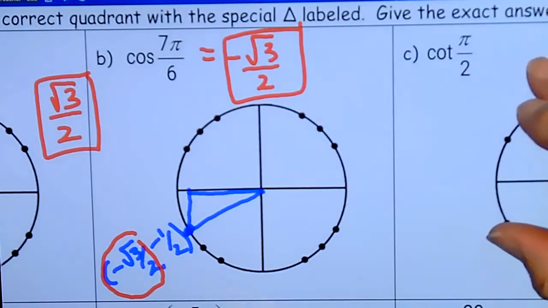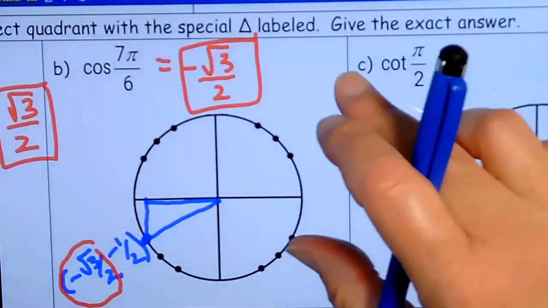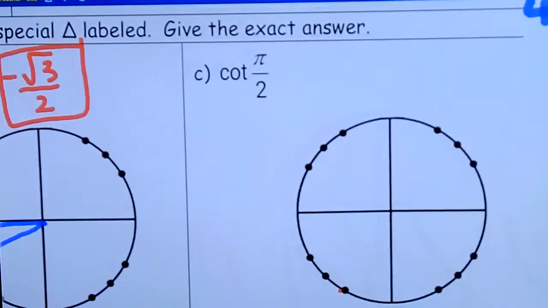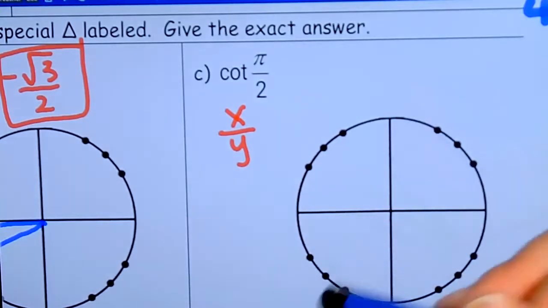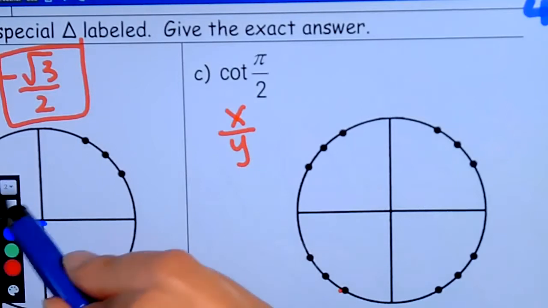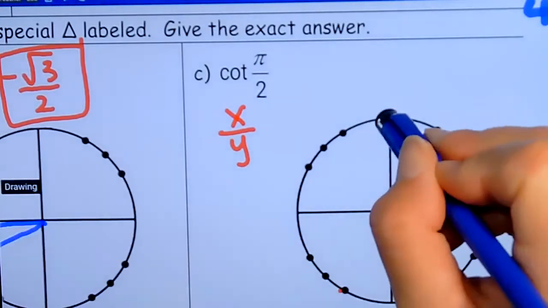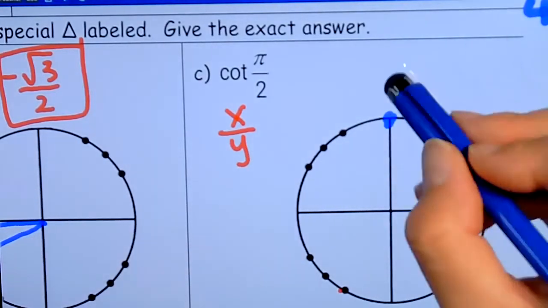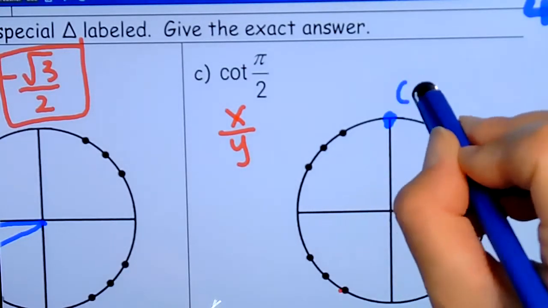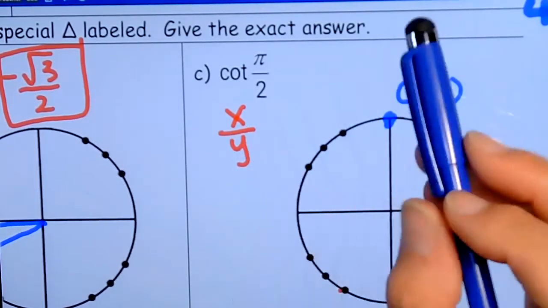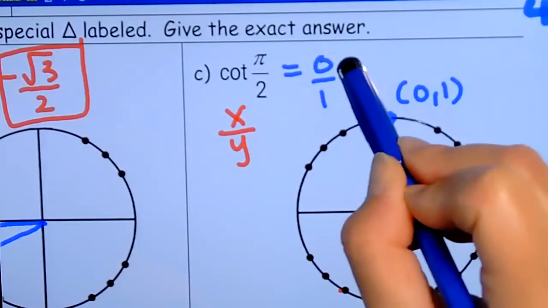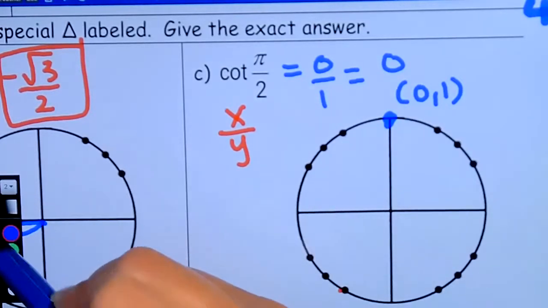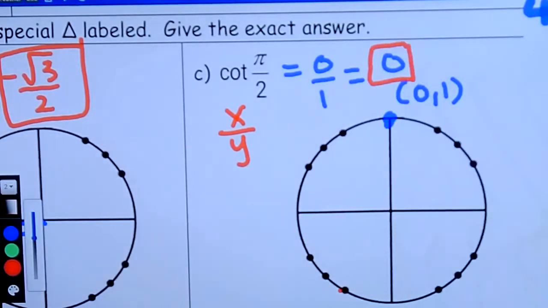On letter C, cotangent of pi halves. Cotangent is x over y. Tangent is y over x. Cotangent is x over y. And we want pi halves. Cannot draw a triangle here for pi halves. This is pi halves right up here at the tip top. And this is going to be 0, 1. So I am going to put my x over my y. So my answer is 0. That is my answer.